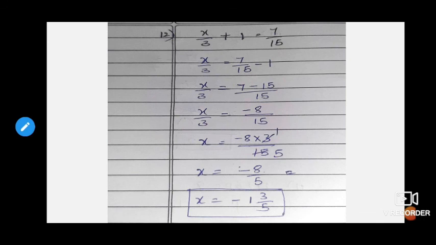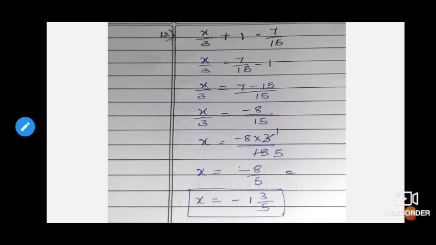15 if we'll do, here for 1 nothing is denominator, so we'll just cross multiply. So we will get as a numerator 7 minus 15 by 15. Now x by 3 is equals to 7 minus 15, minus 8 by 15.